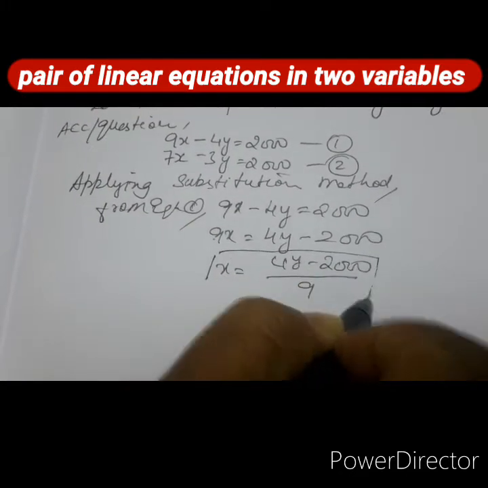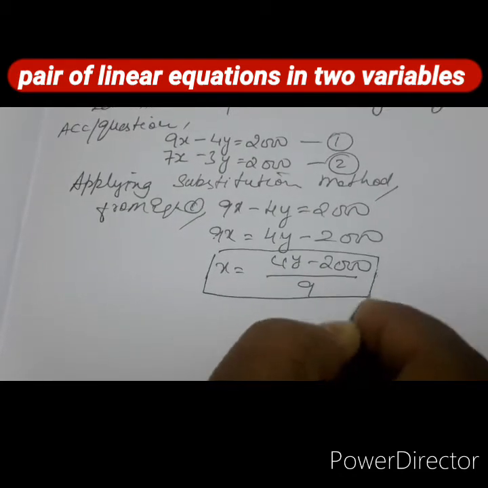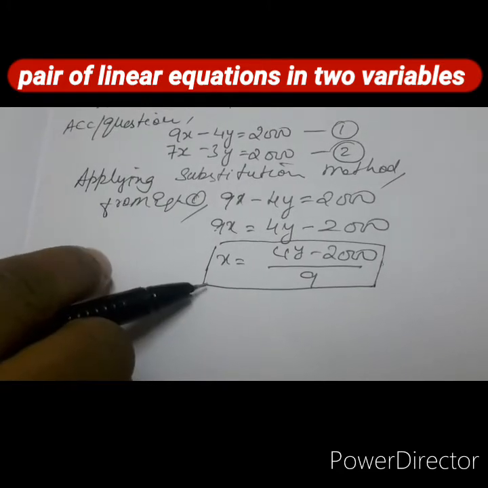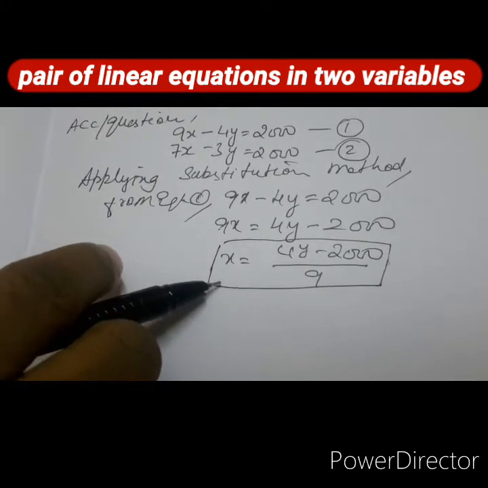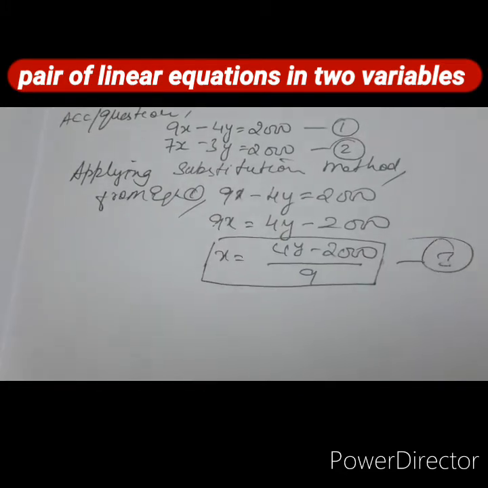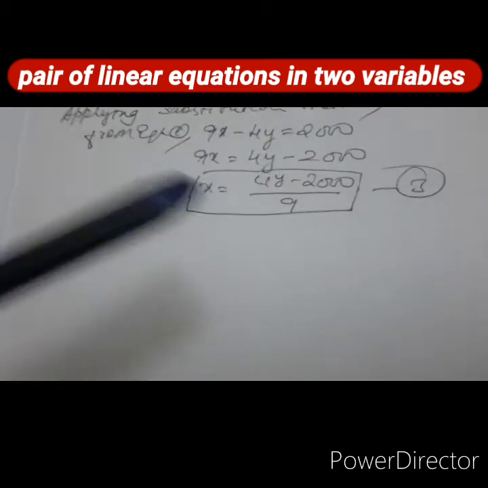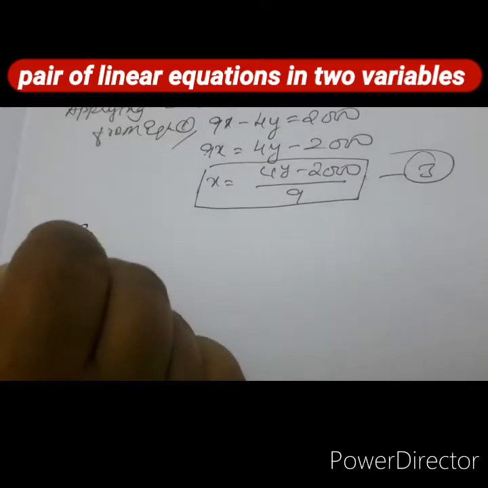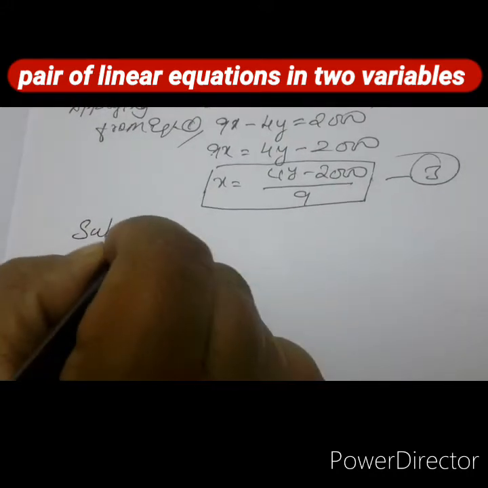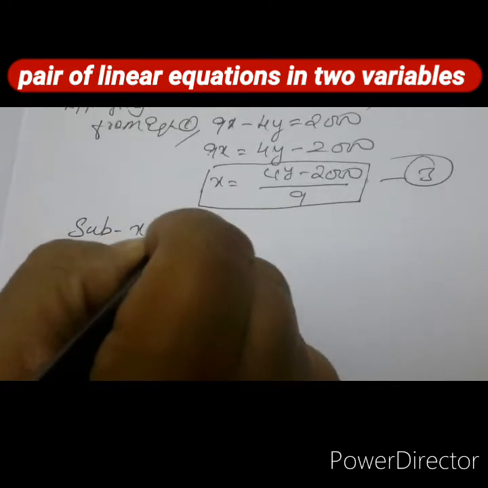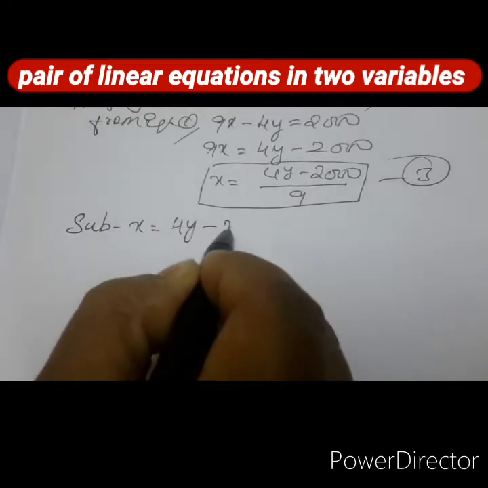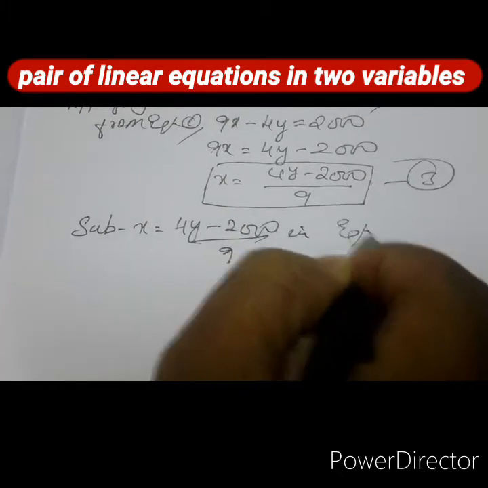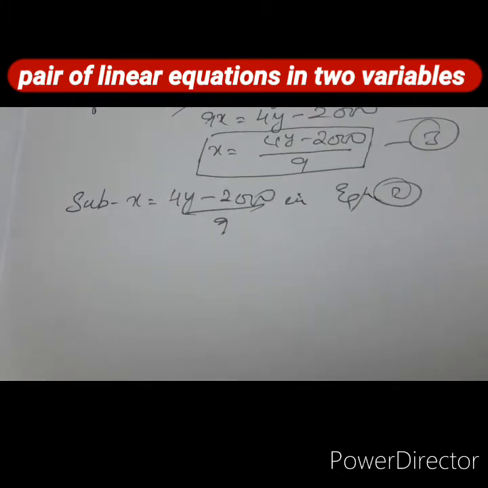If you remember, in my explanation for the graph I said you can write in y form. I have written in x form, you can write in y form also. This is your equation 3. Now I am substituting this equation in the second. Substitute x equals 4y minus 2000 by 9 in equation 2. The second equation you have to substitute, students.